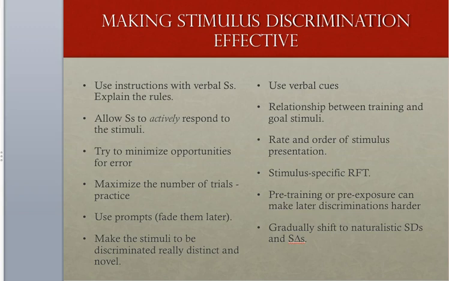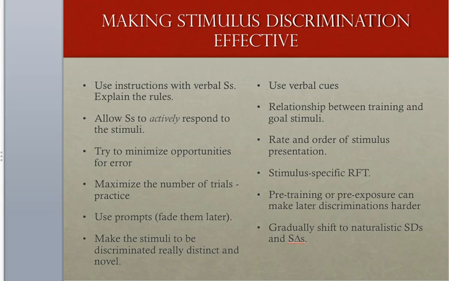There's a big list of things that you can do to help facilitate the acquisition of different stimulus discriminations. So first, use instructions. If you have verbal subjects, individuals who can understand and respond to language, you can explain it to them. That's a great place to start. And then you can let them have experience, and that will cement what they've learned. Certainly if you're working with nonverbal individuals or working with animals, you have to rely on just experiential training. But if you do have verbal individuals, you can explain the rules.